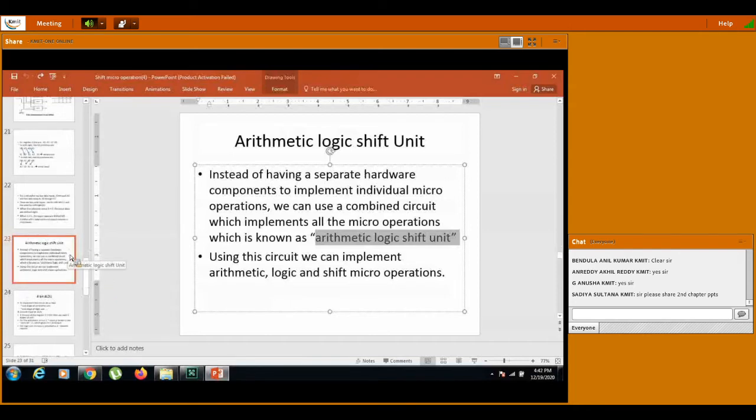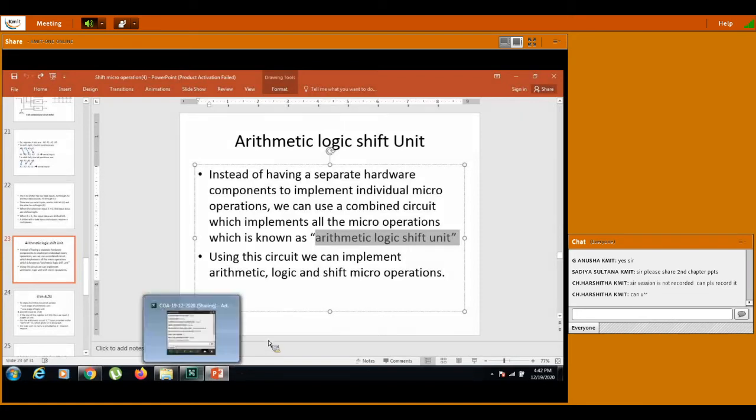In the previous class we have seen a half adder, full adder, subtractor. So adder separate, subtractor separate. Later you combined adder and subtractor and called it an adder subtractor. And later, to implement all the arithmetic operations in one particular thing, you went for a different circuit. In the same way here, all the shift units together are implemented using an arithmetic logic shift unit.